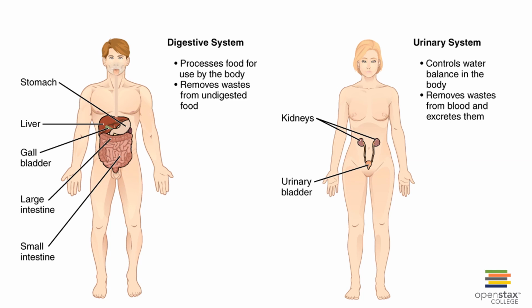The urinary system is composed of the kidneys, ureters, urinary bladder, and urethra. The urinary system filters the blood to remove nitrogenous waste products, eliminate excess water, salts, and waste products, while also controlling pH and electrolyte balance of the body.